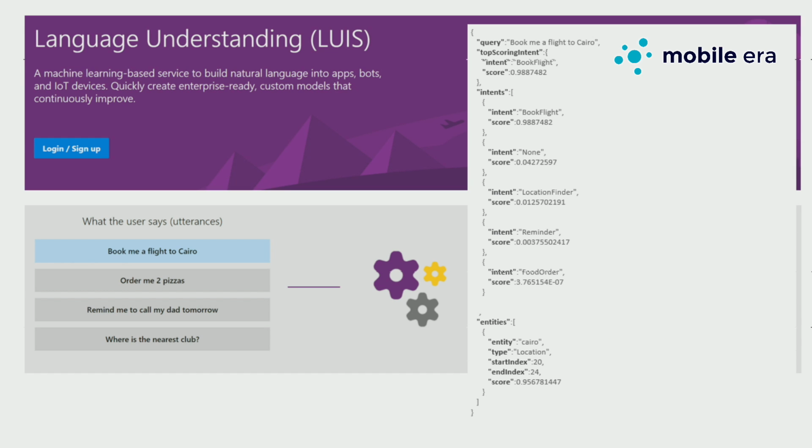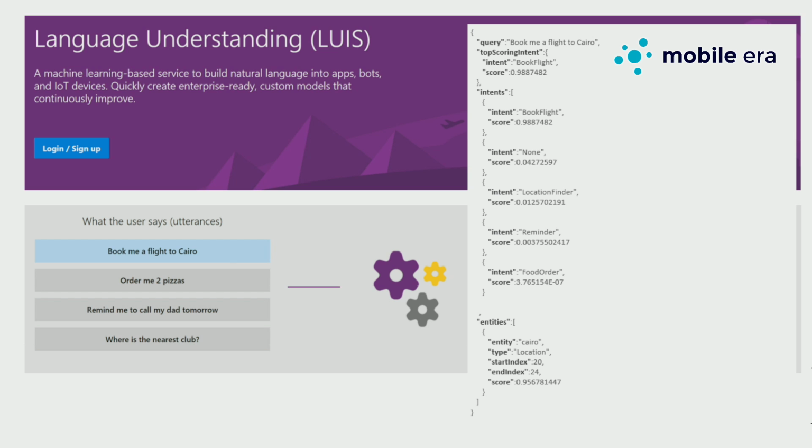So then there is some machine learning going on behind the curtain. We can see here that the intent book flight has a really high probability, so we get a score of 0.98. Whereas, for example, the intent location finder gets a really low score, like 0.01. So that means that it's most probably a conversation that deals with booking a flight.